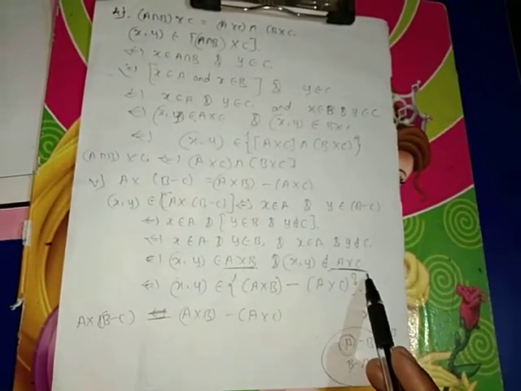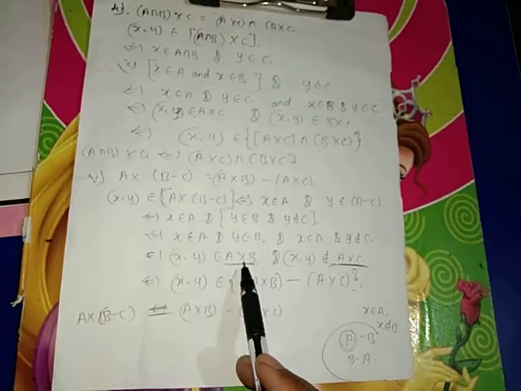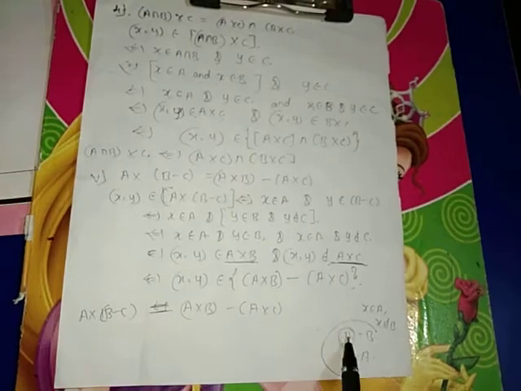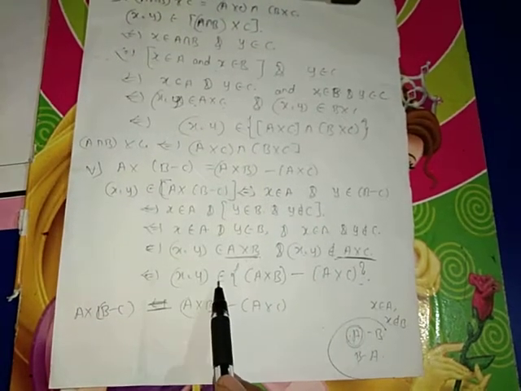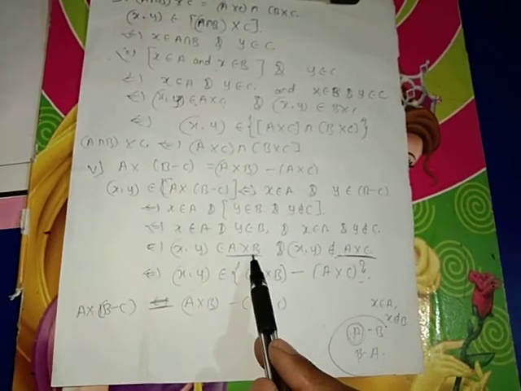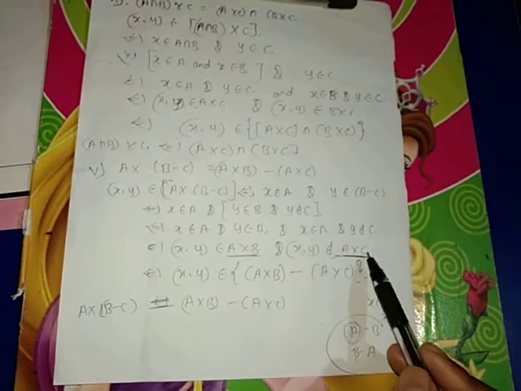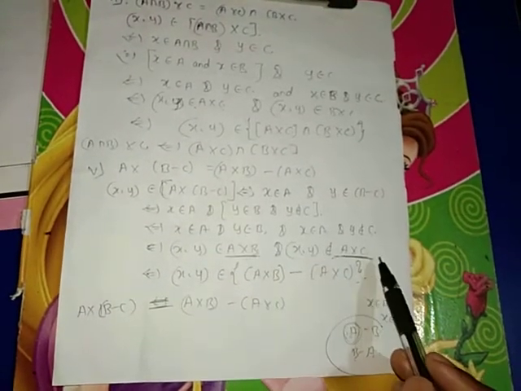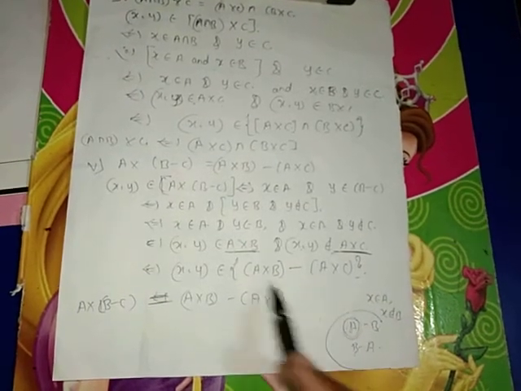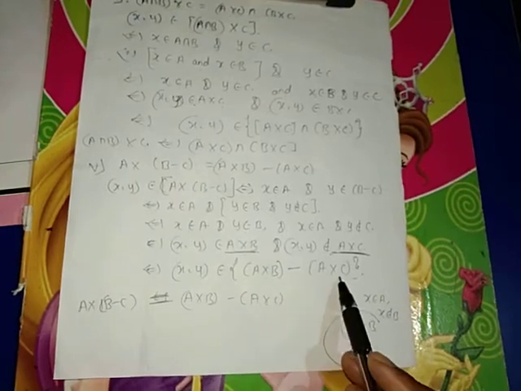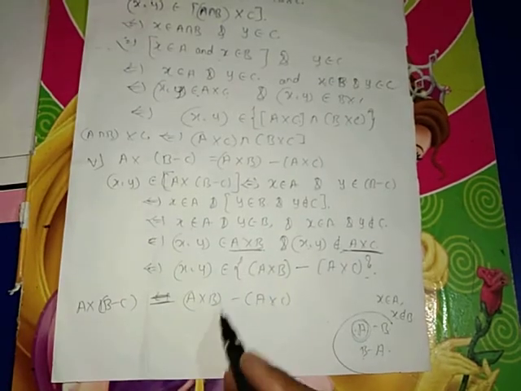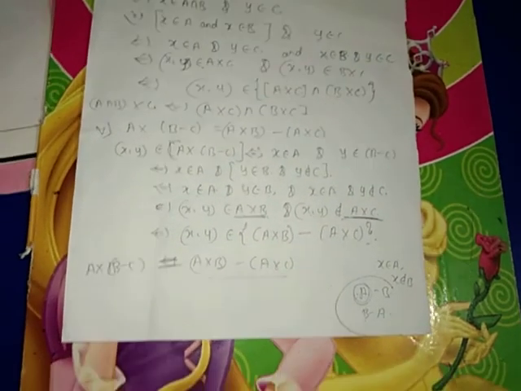The same applies here, x comma y belongs to A cross B and does not belong to A cross C. Therefore, on comparison, we write here x comma y belongs to A cross B minus A cross C. Here we compare A cross B as A and A cross C as B. If x belongs to A and x does not belong to B, it means x belongs to A minus B. So that x comma y belongs to A cross B minus A cross C. Therefore, A cross of B minus C is equal to A cross B minus A cross C.